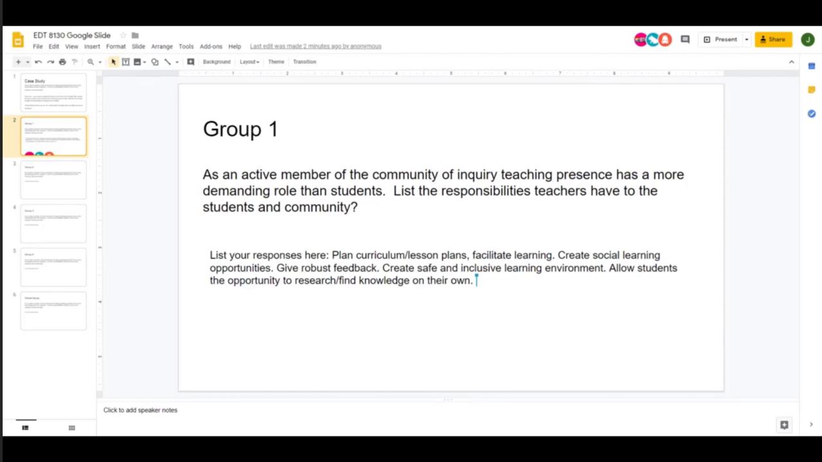What did you? Somebody answer. What do you mean by social learning opportunities? So like group learning, like give them the opportunity to collaborate with each other. Okay, and those are all good ideas, and those are the same ones that I thought of as well. So very good job, guys.